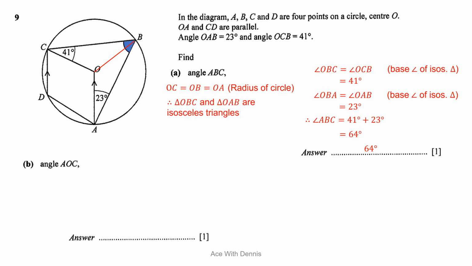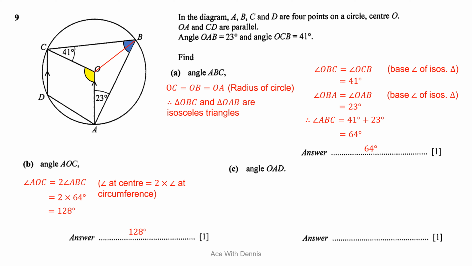B, angle AOC. 1 mark. So this is angle AOC. So angle AOC equals 2 times angle ABC, because angle at center equals 2 times angle at circumference. Hence, angle AOC is 2 times 64 degrees, which is 128 degrees.